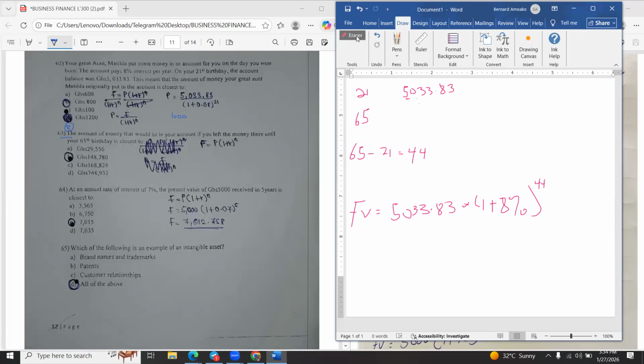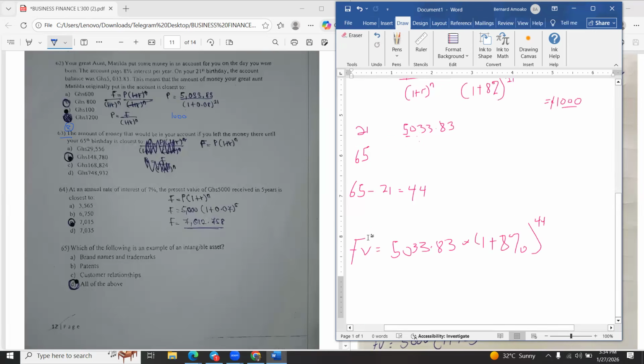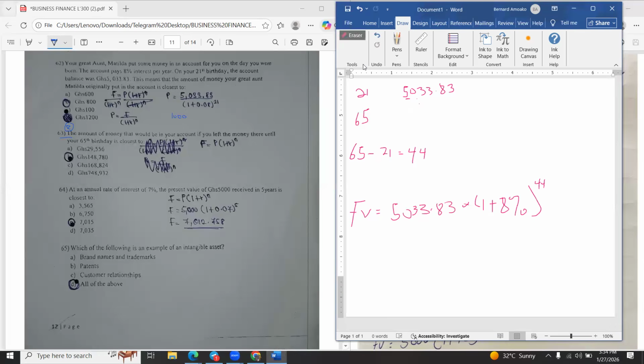Or another way to go about this is to ask, when I was giving birth, how much money was in my account? When I was giving birth, the amount of money that was in my account was 1,000. So that would have been the present value. And that is what I'll advise you do most, because some of you get confused.